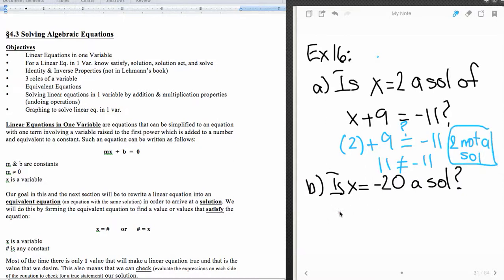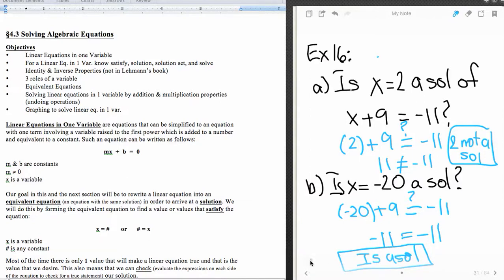Now the other one we can do is we can say, okay, is x equal to negative 20 a solution? So we have negative 20 plus 9, and we're questioning, does that equal negative 11? And 20 minus 9 is 11, and it is negative, and negative 11 does equal negative 11. So this is a solution. And that is the verifying of whether a point is a solution or not. So x equals negative 20 is a solution.